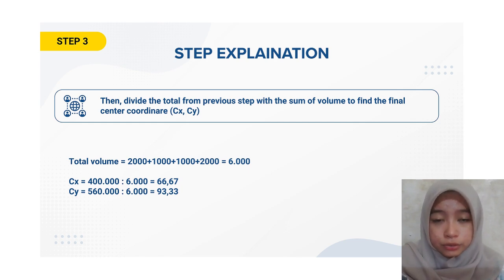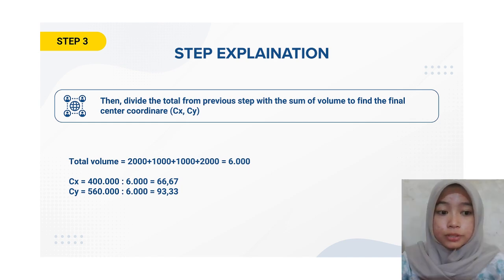the final center coordinate. So the total volume is 2,000, the volume of destination A, plus 1,000, the volume of destination B, plus 1,000, the volume of destination C, plus 2,000, the volume of destination D, and we get 6,000 for the total volume. Then for coordinate x, we have 400,000 as the total from the previous step, divided by 6,000 as the total volume. So we get 66.67.